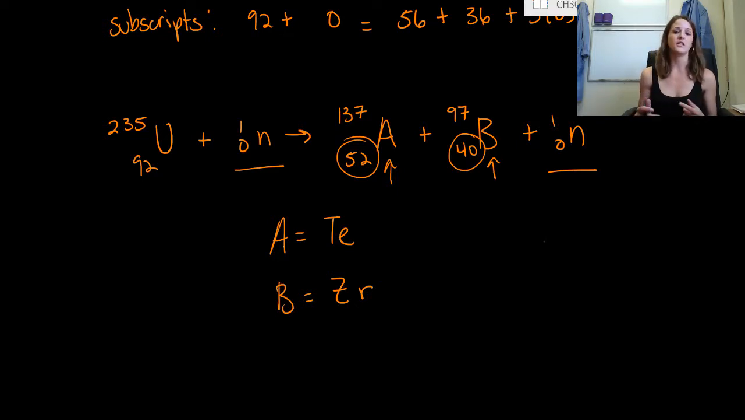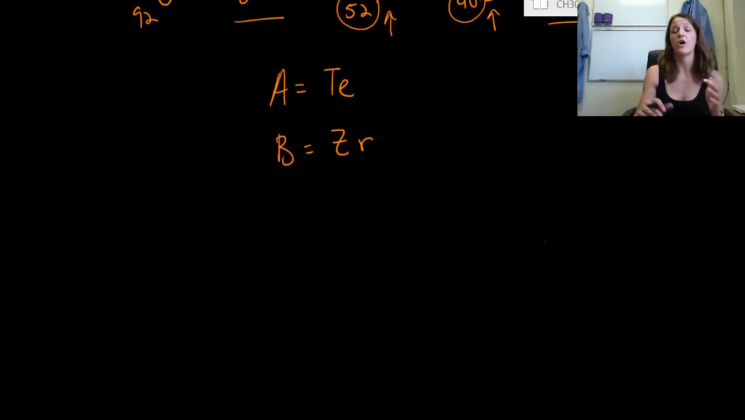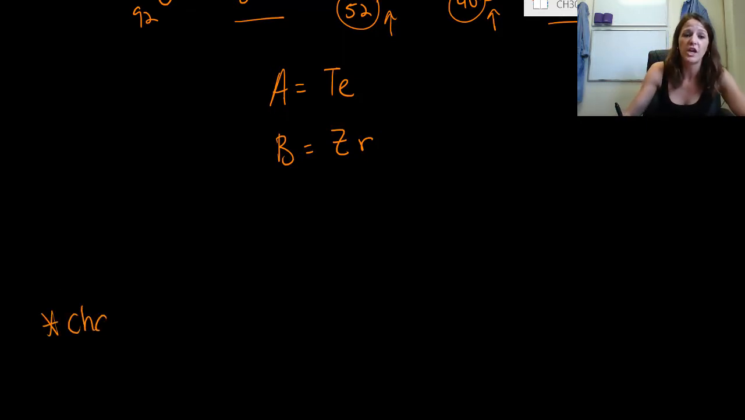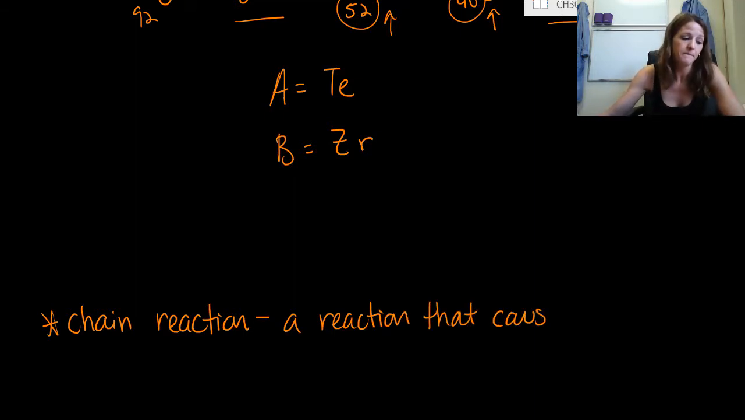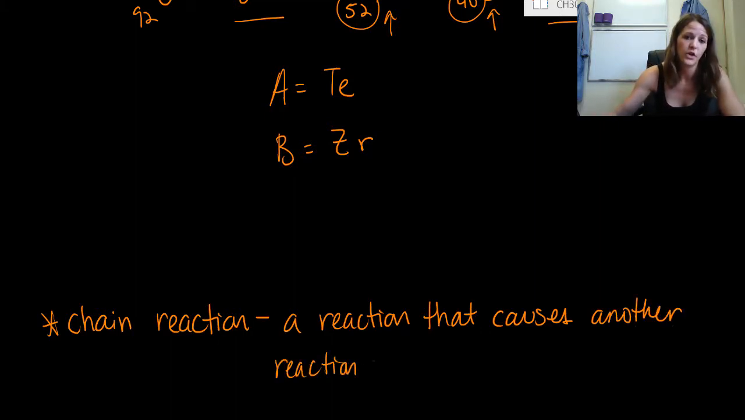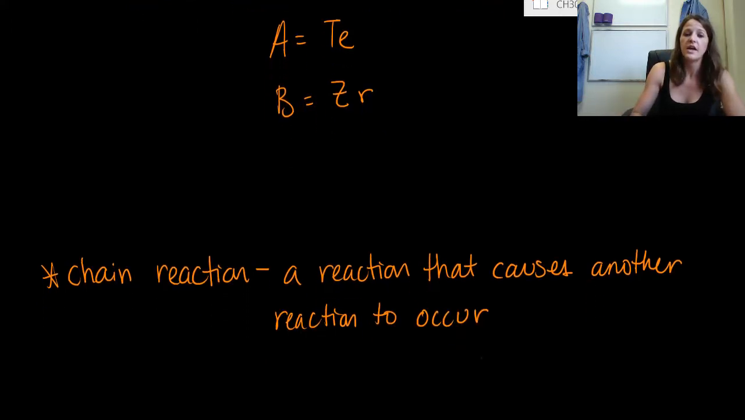And the reason being is because we have these really cool things, but also super dangerous if they get in the hands of the wrong people. But you have these things called chain reactions. So think dominoes, all right? A chain reaction is essentially a reaction, a nuclear reaction usually, that causes another reaction to occur.